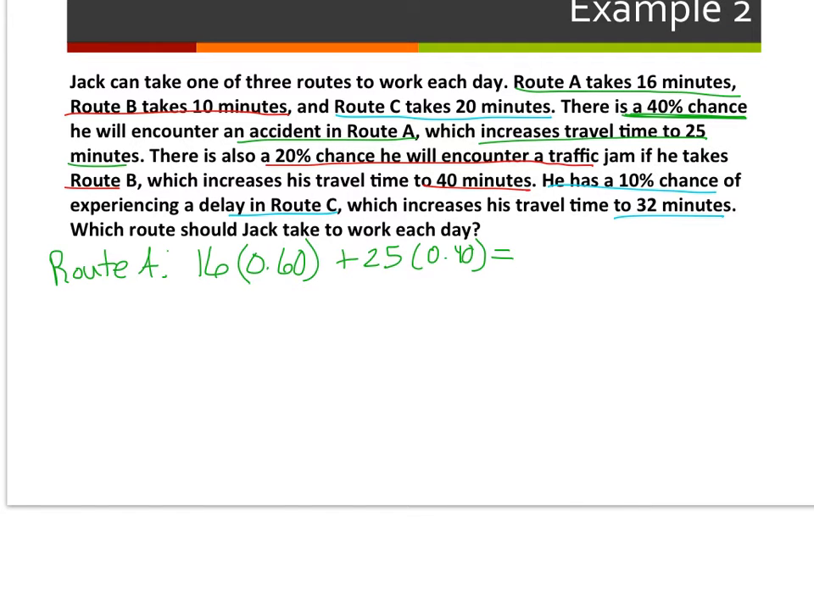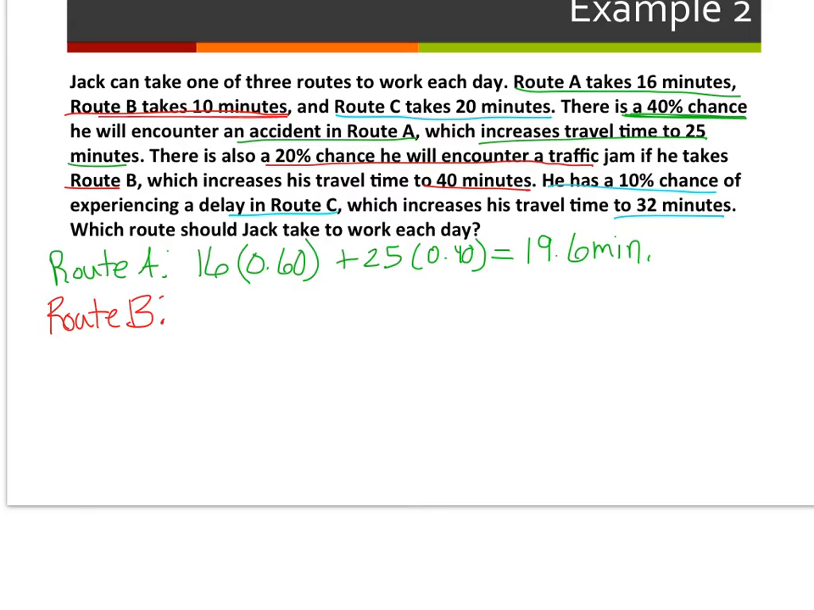So the expected, on average, time it would take him to do route A, kind of adding together his odds of both probabilities, is 19.6. Because I did 0.60 times 16 plus 25 times 0.40. So that's route A. Now route B.